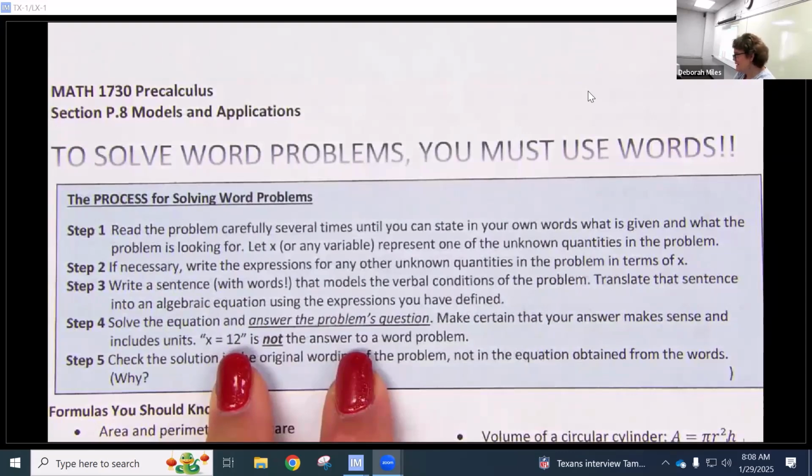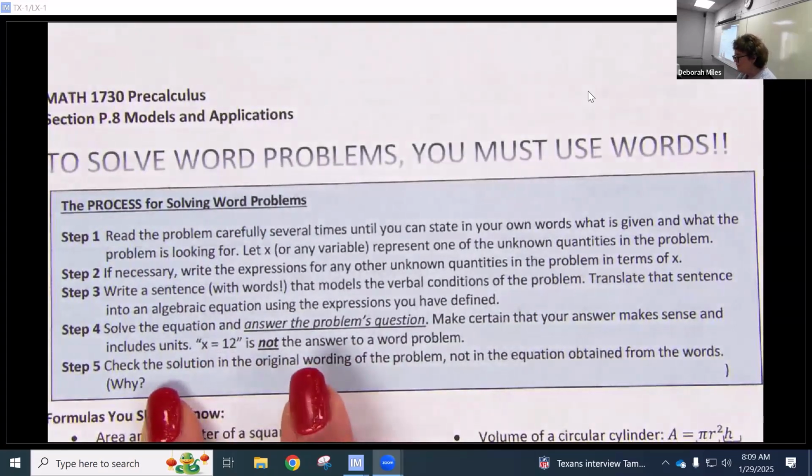X equals 12 is never, ever, ever the solution to a word problem. The person who asked you the question has no idea what X is. So you have to answer the question in the way that it would make sense to the person asking the question. You have to include appropriate units when necessary. Just saying 12 doesn't tell me how many grams of sugar. I need 12 grams, 12 gallons, 12 what?